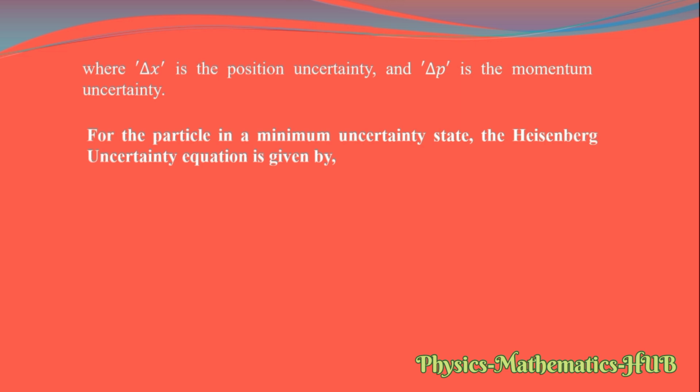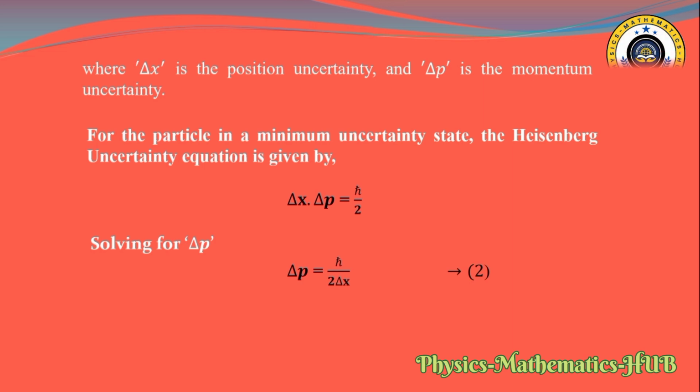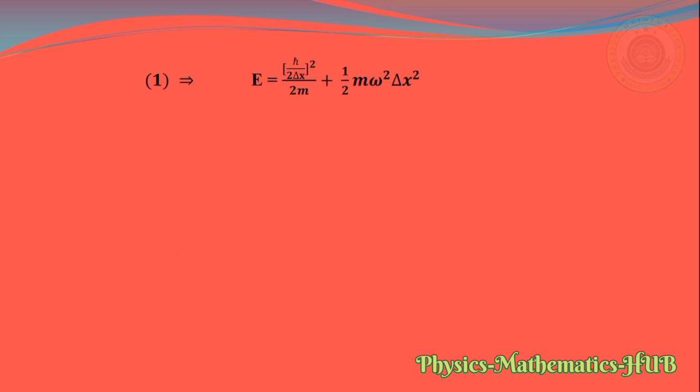For the particle in a minimum uncertainty state, the Heisenberg uncertainty equation is given by del x into del P is equal to h cut divided by 2. Solving for del P, del P is equal to h cut divided by 2 del x. Say this is equation 2. Putting equation 2 in 1, we have E is equal to (h cut divided by 2 del x) whole square divided by 2m plus 1 over 2 m omega square del x square.